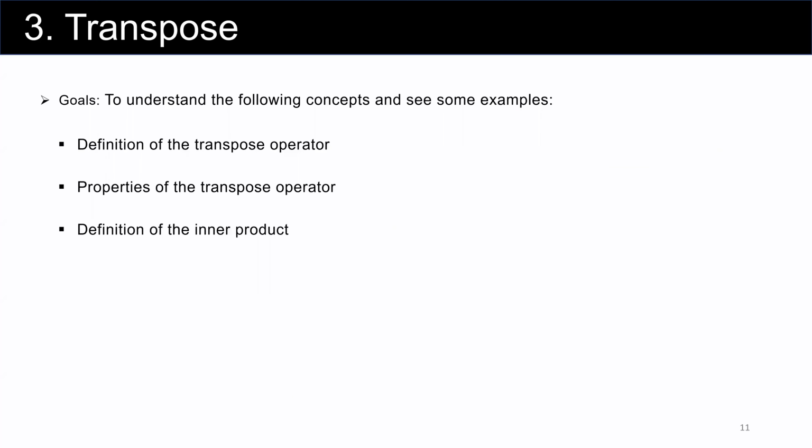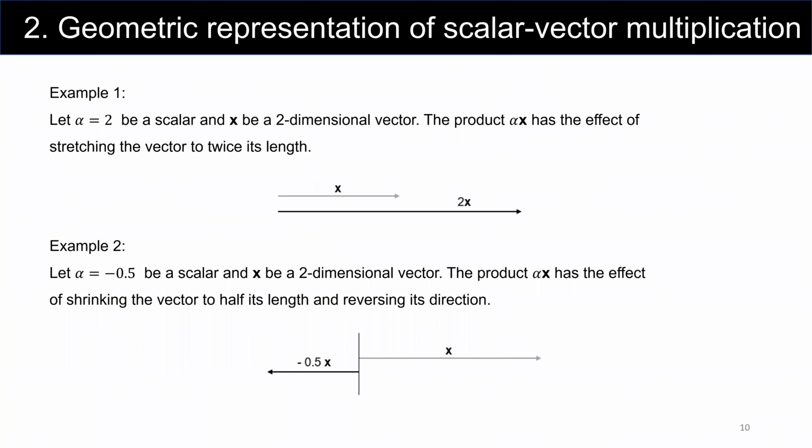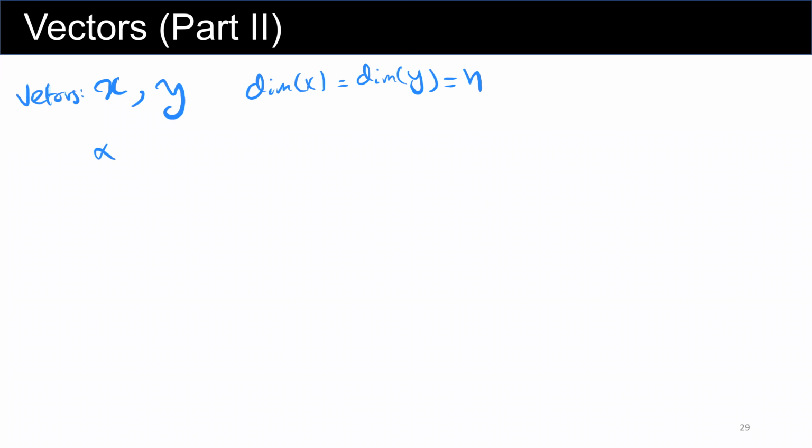In the next part, we are going to talk about transpose. For now, let's wrap up the addition and multiplication of vectors here. So in this lecture, we talked about two vectors x and y. Dimension of x is equal to dimension of y is equal to n. We also assume that we have alpha and beta, which are scalars.